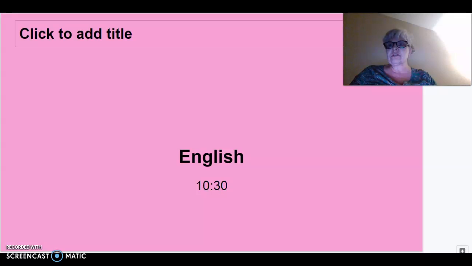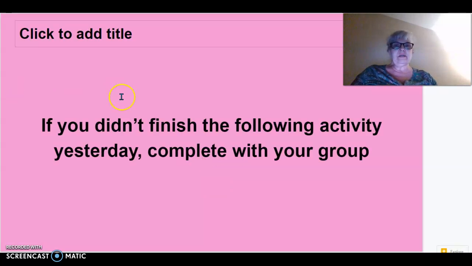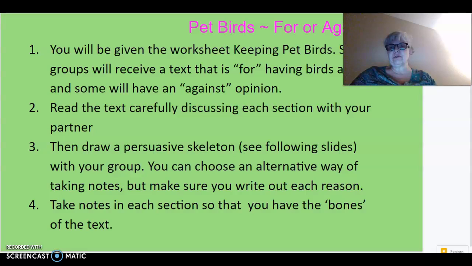This is English. Depending on what you got done yesterday, if you didn't finish the following activity I'm going to put up, you need to complete this with your group. This is working on the pet birds. You were choosing either for or against having birds as pets.